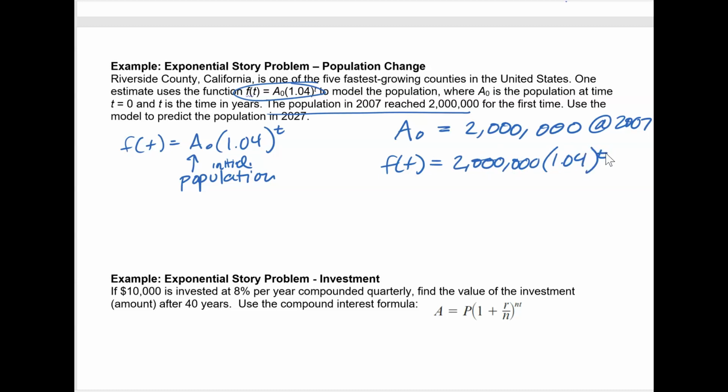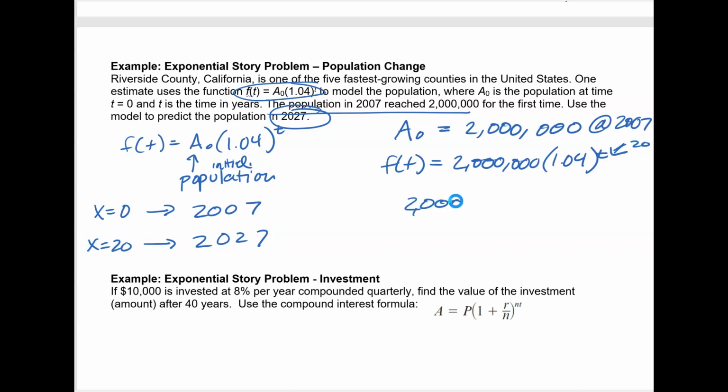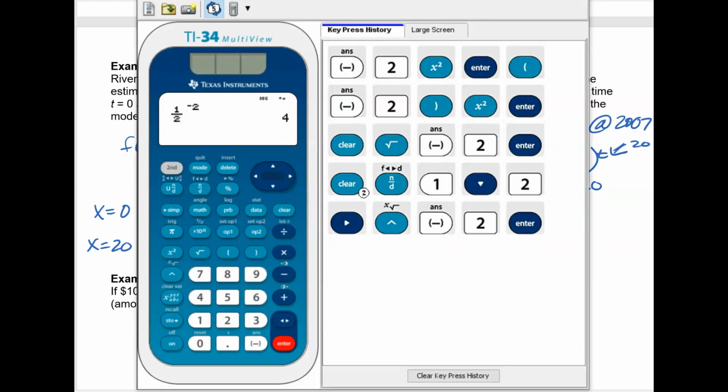It says use the model to predict the population in 2027. So if x equals 0 corresponds to 2007, then we need to figure out what x corresponds to 2027. And since it's 20 years later, then that would be x equals 20. So basically, all we have to do is plug 20 in for t. So we're going to do 2 million times 1.04 to the 20th power. And then I'll show you how to enter that into the calculator.